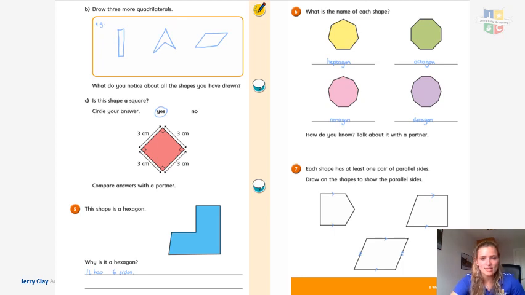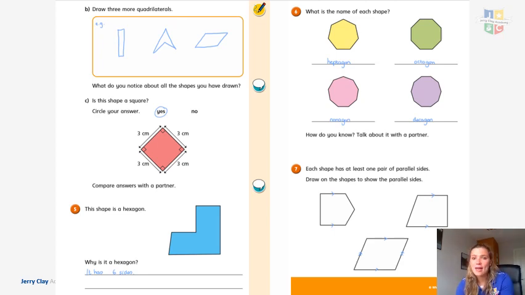Is this shape a square? Circle your answer. Yes, it is, because every single side has got the same length. Each side is 3 centimetres, and we know in a square all the sides are the same. This shape is a hexagon. Why is it a hexagon? Well, if we count the number of sides, we can say that it has 6 sides. So even though it doesn't look like a regular hexagon, it is an irregular shape, but it still is a hexagon because it has 6 sides.